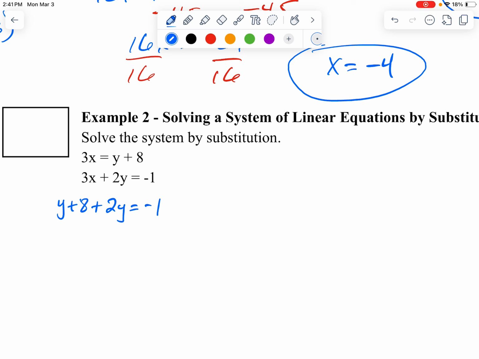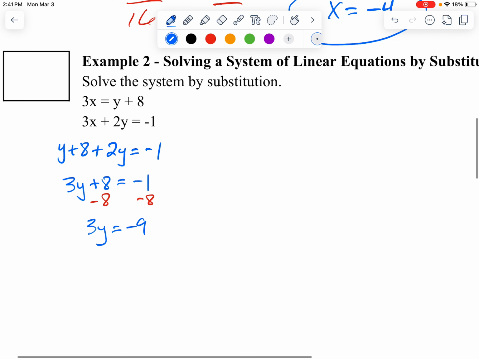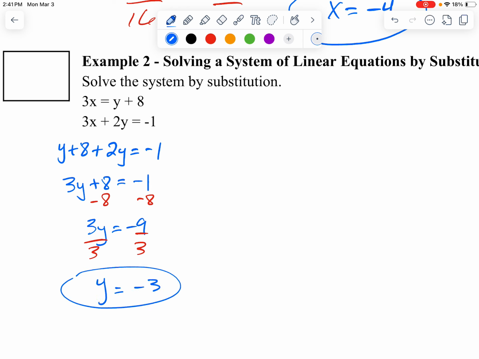So again, we have to combine like terms. I've got a 2y and a 1y, so that becomes 3y plus 8 equals negative 1. Subtract 8 from both sides. You get 3y equals negative 9. Divide by 3, and y equals negative 3.